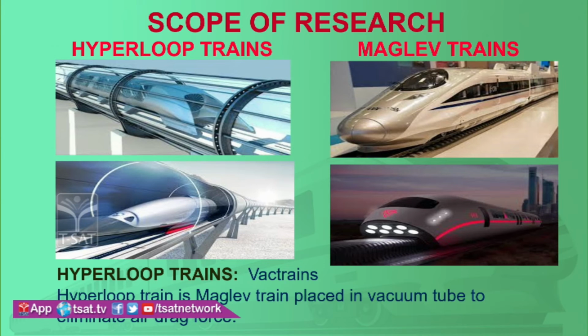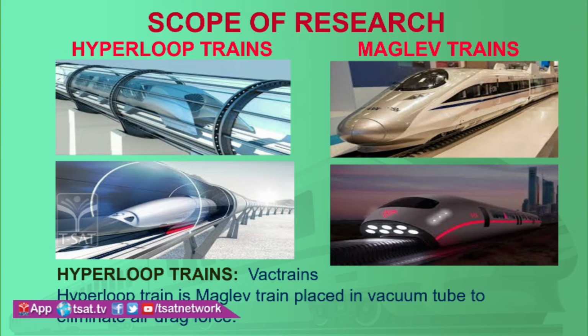Scope of research. Till now I have explained the maglev trains. Let me explain the research going on into hyperloop trains. Maglev trains are moving on the track at speed, the Shanghai fastest train at 603 km per hour. But now I am going to talk about hyperloop trains, on which research is still going on, which are also called VAC trains.